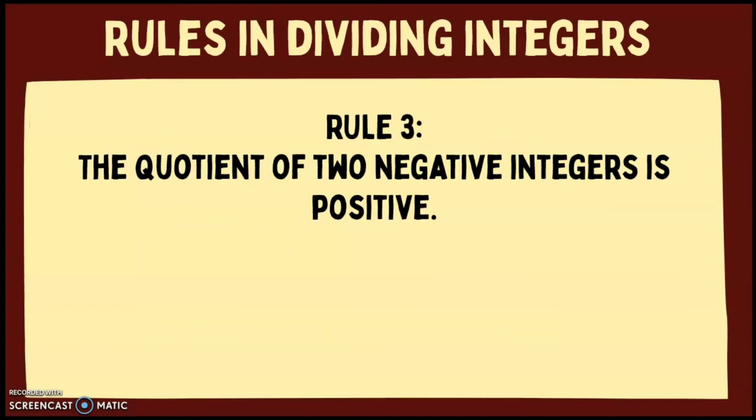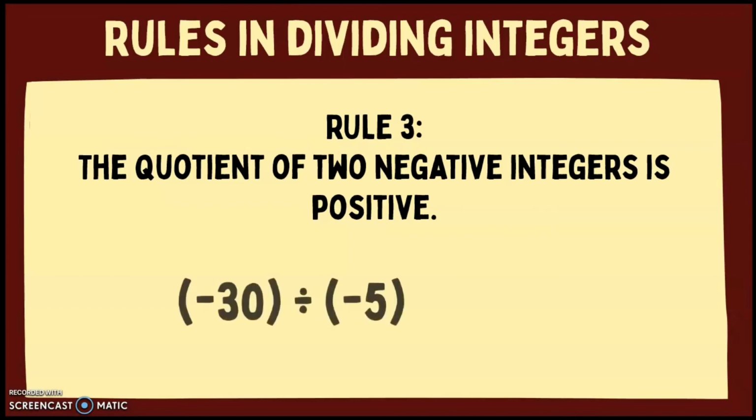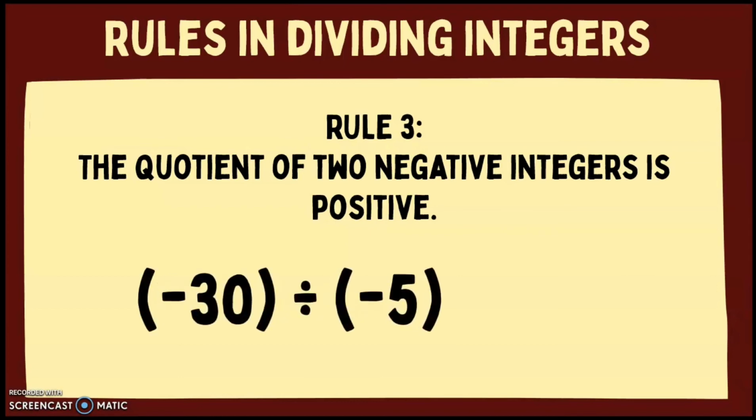Rule number 3. The quotient of two negative integers is positive. So, whenever you are dividing two negative integers, the answer is always positive. Example, negative 30 divided by negative 5. 30 divided by 5 is 6. And since you are dividing two negative integers, that's why your answer is a positive number, which is 6.